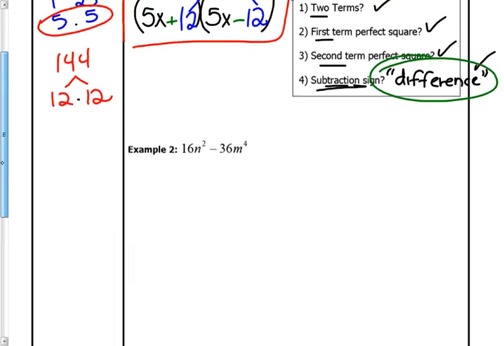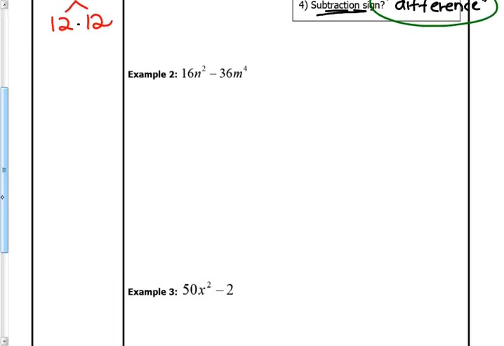Let's try another one. Example 2, 16n squared minus 36m to the fourth. Now, be careful with this one because it's clear that 16 is 4 times 4, 36 is 6 times 6. So you might want to automatically go and do the difference of squares and split it up right away. But remember that the first step, step 0 if you want to call it, is to always, always, always check for a GCF first.